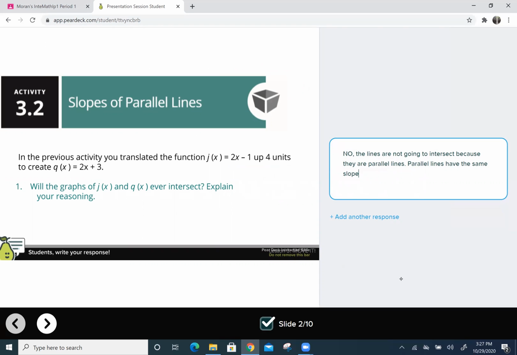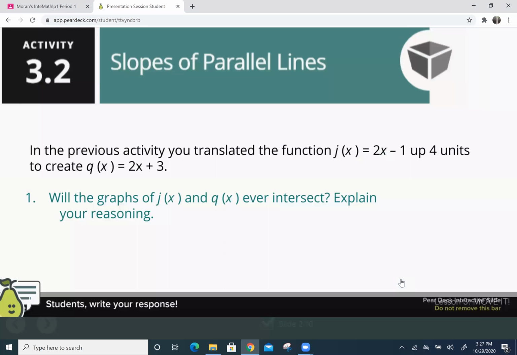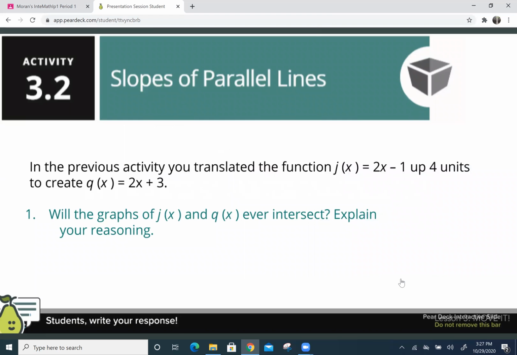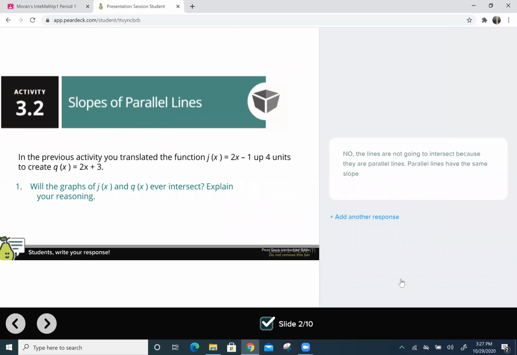Okay, so we answered these questions. If you notice on these equations, the slope is 2 and the slope is 2. Because the slope is the same, since they both have a slope of 2, the lines are going to be parallel. So that means they're not going to intersect. So no, the lines are not going to cross, because they're parallel, and parallel lines have the same slope.